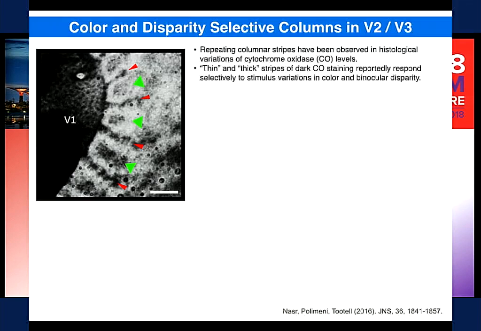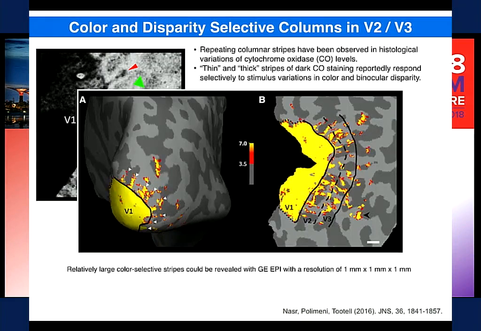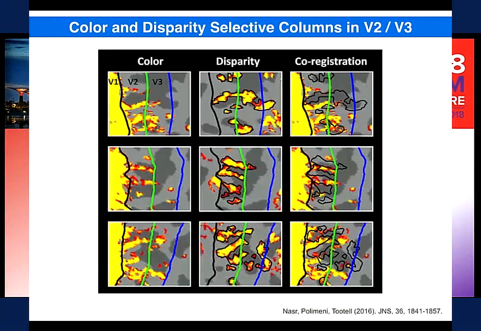By using, again, 7 Tesla high-field imaging with a resolution in that case of 1 millimeter, they could find these kinds of stripe patterns. Here's V1, and this is beyond V1. And they look very nicely striped, as expected from this oxidase staining. And if we look in more detail, we see indeed that here's V2 and V3 on a flattened representation. And we see here the thin stripes, so to say, for the color representation, and the thicker structures in between for the binocular disparity, two features which are also coded in visual cortex.